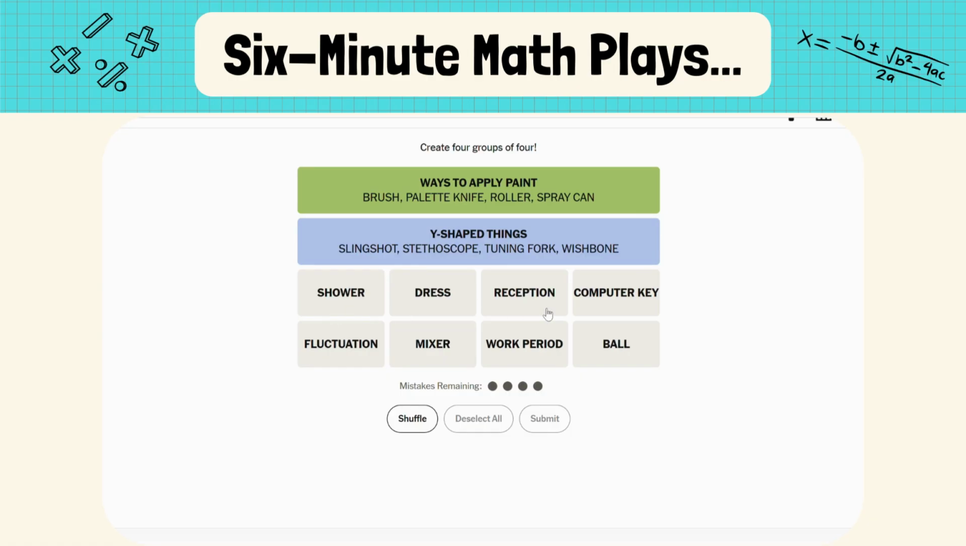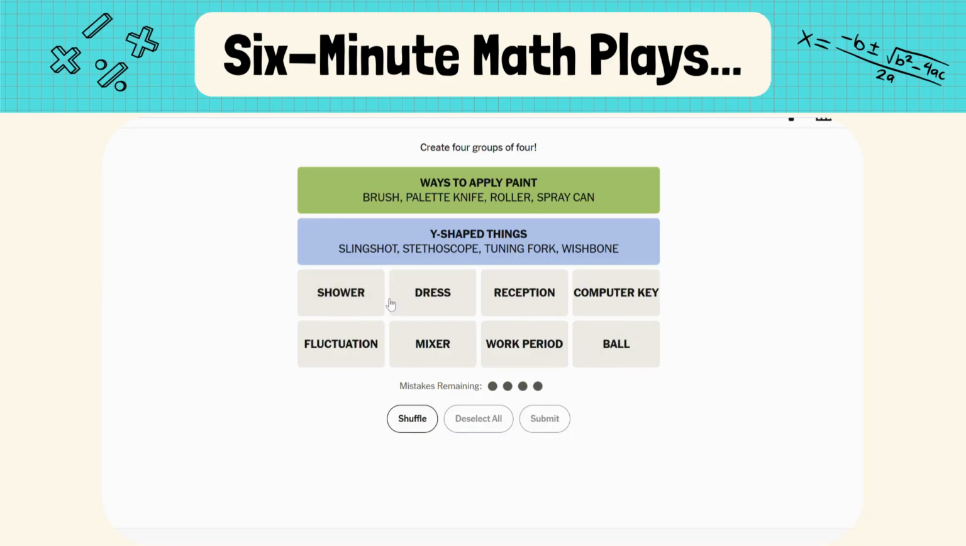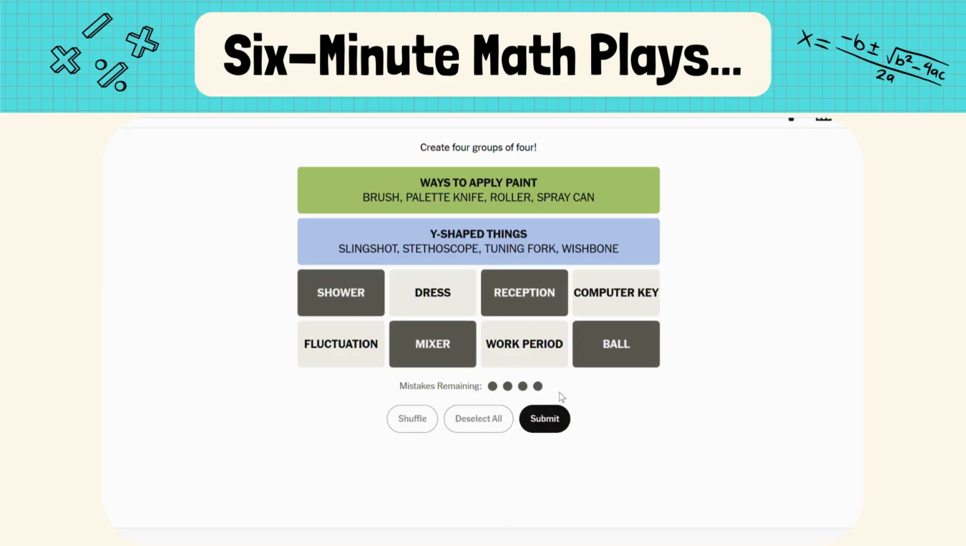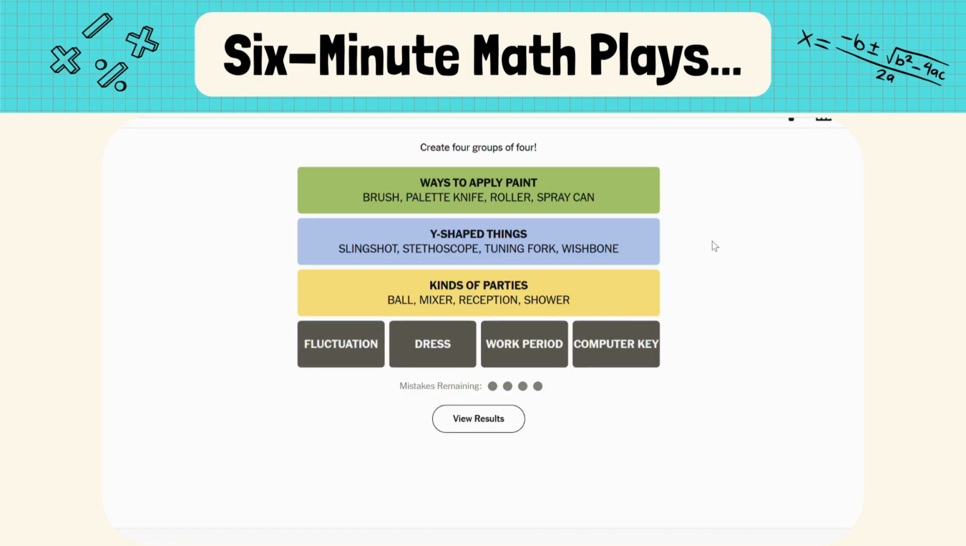Shower, dress, no, fluctuation. Oh, shower, mixer, reception, and ball are all types of parties. That's going to be yellow. And then we have fluctuation, dress, work period, or computer key. And I'm going to say that that is, after looking at my computer now, a shift. Things to describe shift. There we go.